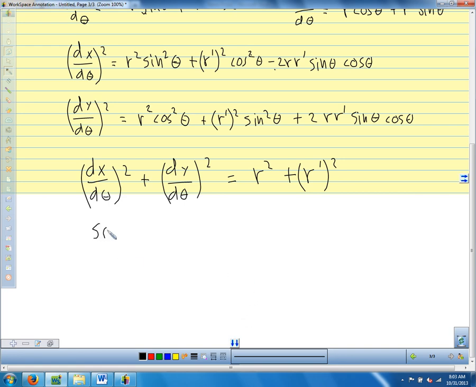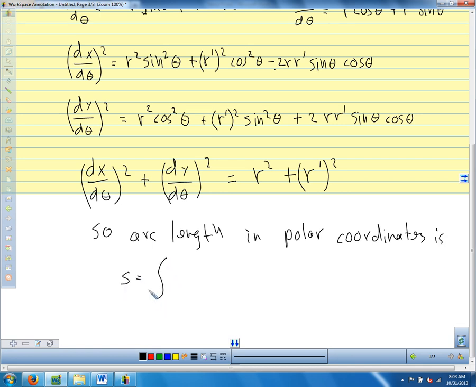So our arc length in polar coordinates is s equals the integral, and we're going to go from alpha to beta for our angles, of the square root of r squared plus r prime squared d theta. So that's our expression for arc length in polar coordinates.